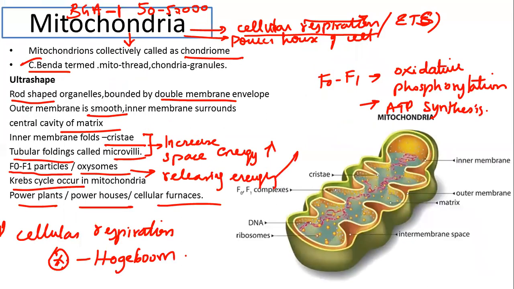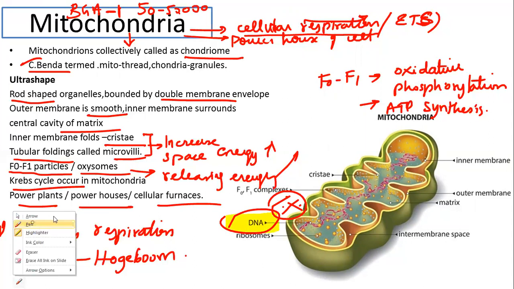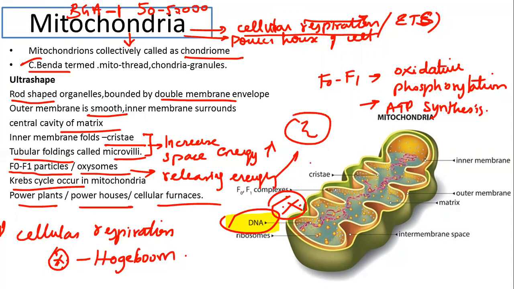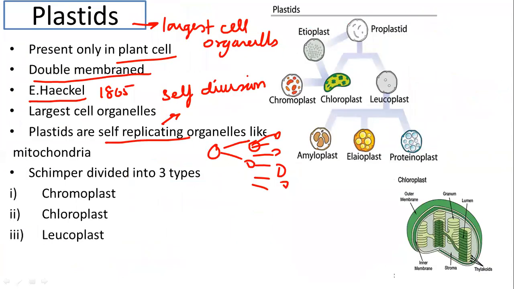I forgot one important thing. Mitochondria is a cell organelle which contains its own DNA. Remember, this is very important. So the normal DNA present inside the nucleus cannot control the mitochondria. The mitochondria will be controlled by its own DNA. Plastids, however, are going to be under the control of the nucleus, but they will be self-replicating like mitochondria.